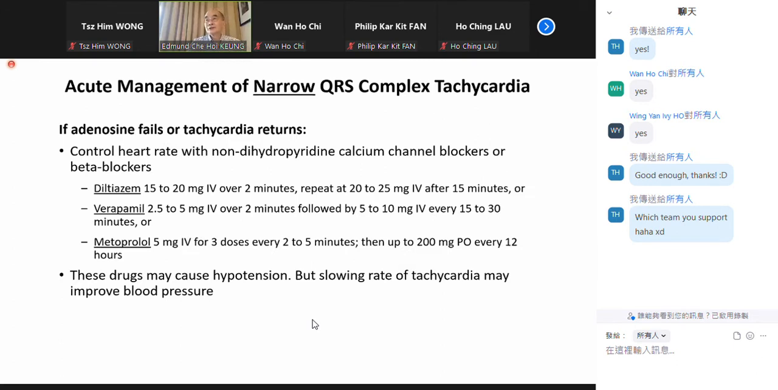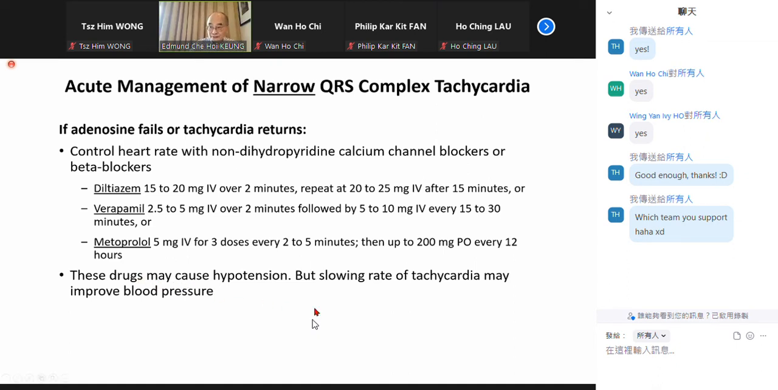Now, so if adenosine fails, or after it goes back to sinus rhythm, sometimes even 2 beats, and then returns, you should just try to control the rate for now, okay, with a calcium channel blocker or beta blocker, which will work.